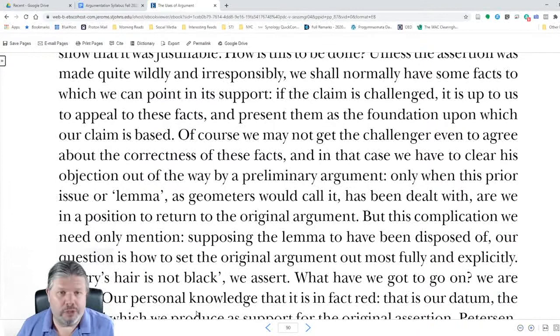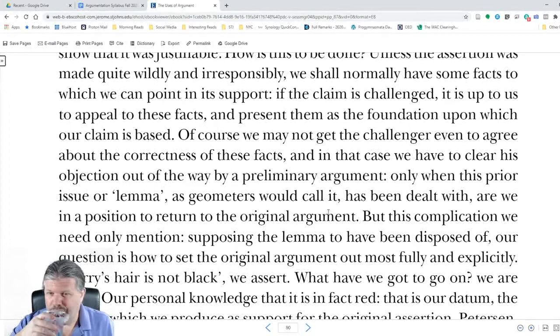Of course, we may not get the challenger even agreed about the correctness of these facts. Whoop, 2020, anybody? And in this case, we have to clear his objection out of the way by a preliminary argument. Only when this prior issue or lemma, as geometers would call it, he's referring to geometry because he assumes that'll be more familiar to you. He's writing to an audience that's not you. I'm sure geometry has a really important and huge place in your heart, something you absolutely love, but, I mean, probably not. He's talking to a whole other generation of people.